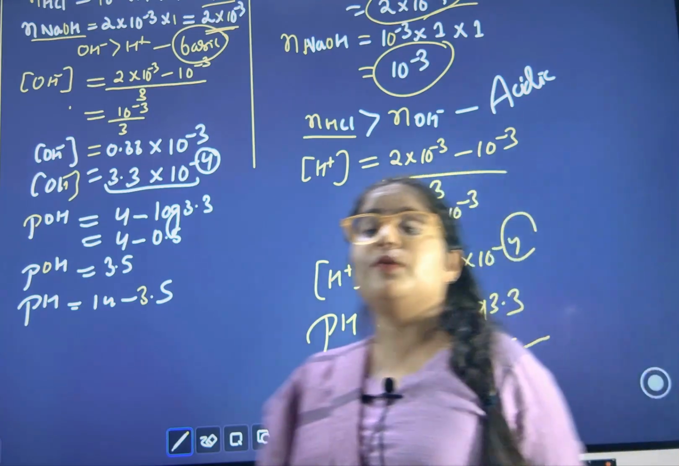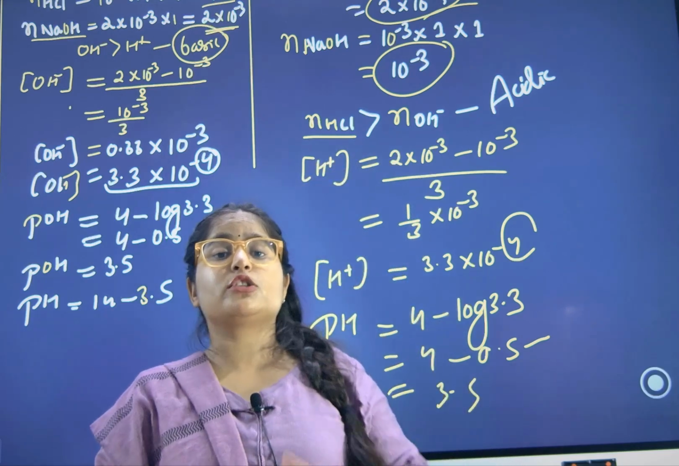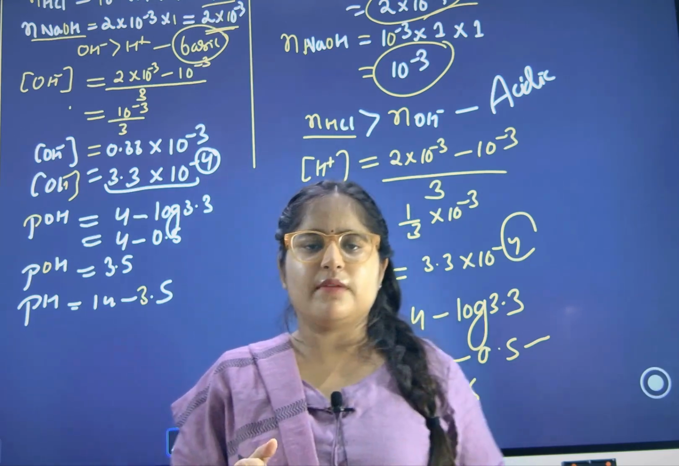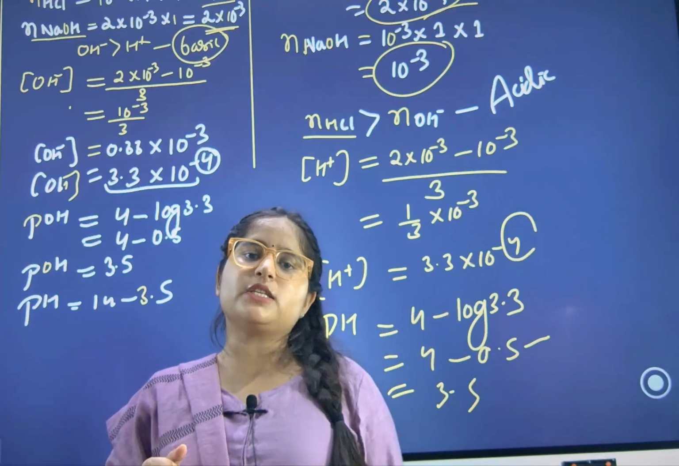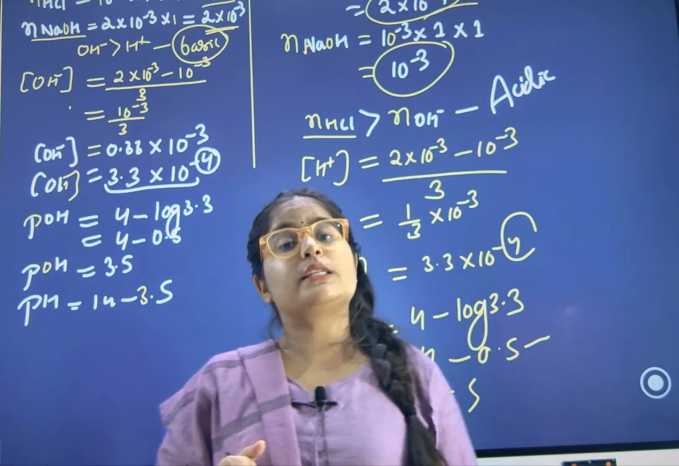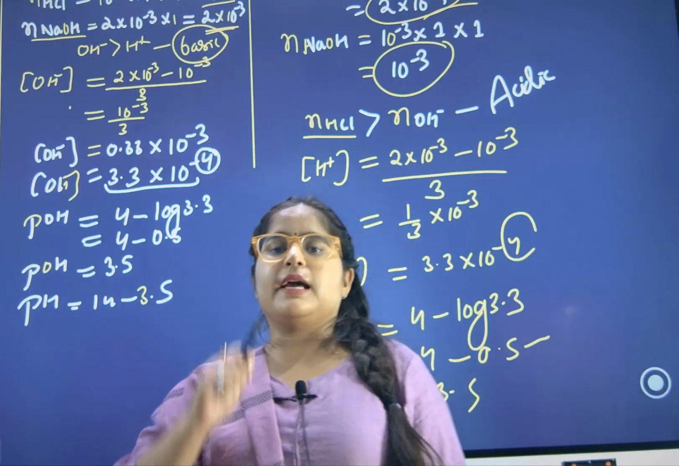So this is how we will solve the case of pH of a mixture, right? If strong acid and strong base are equal, then pH will come 7. If acid is more, calculate H ion. If base is more, calculate OH ion. And if calculating OH ion, we will calculate pOH and then we will calculate our pH. Fine?